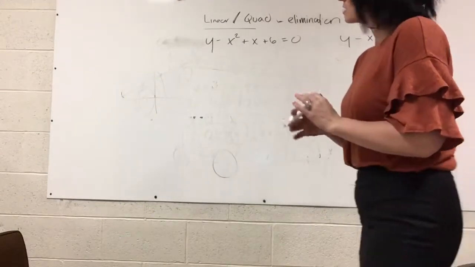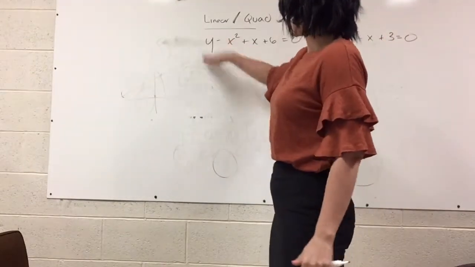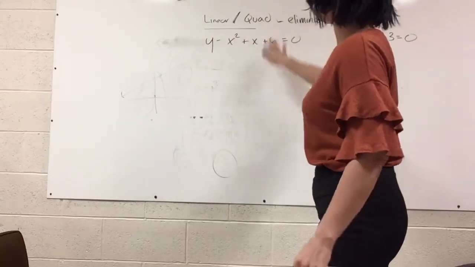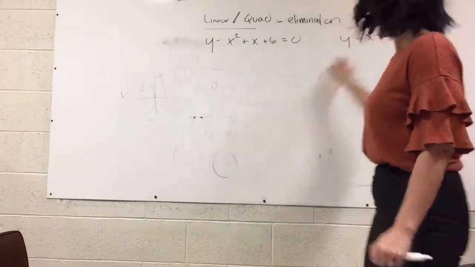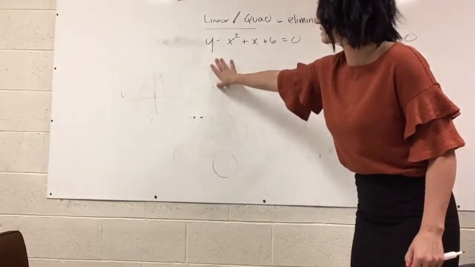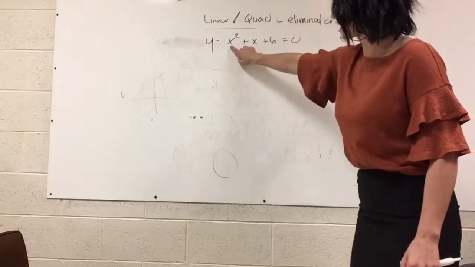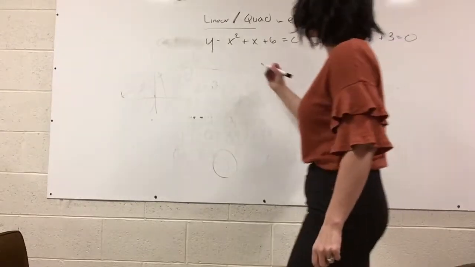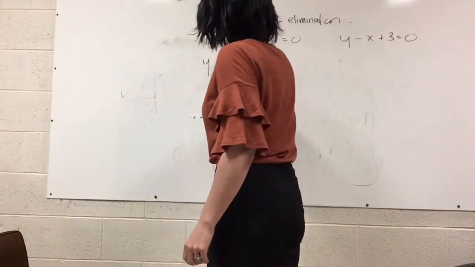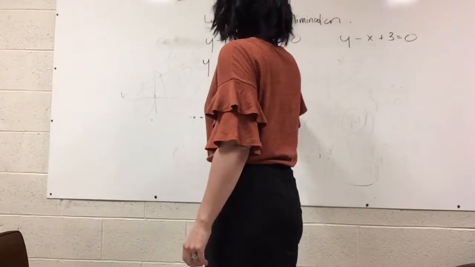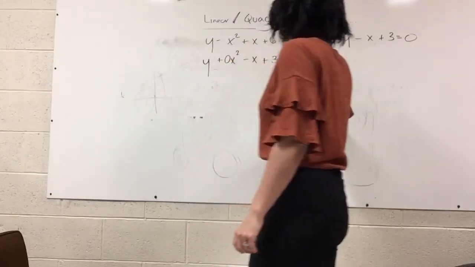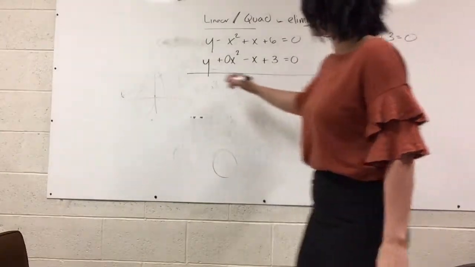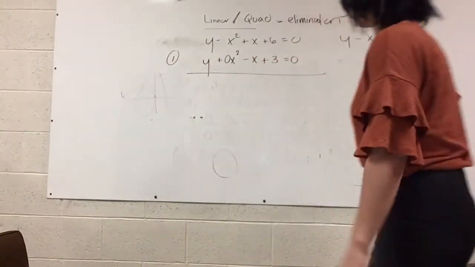Now when you're doing this, because when we're doing the elimination method, we add like terms together, we're going to add all the y's together, all the x squares together, all the x's, and all the constant terms together. So when I'm putting this guy underneath this guy, if I don't have an x squared, I'm going to write a 0x squared, just to hold the spot. So this is what it's going to look like: y plus 0x squared minus x plus 3 equals 0. So all I did in that first step was write one equation under the other, okay?